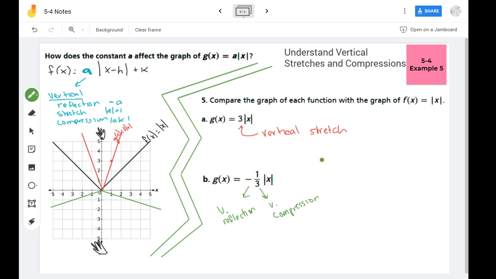All right, so there we have it. That is understanding vertical stretches, compressions, and I'm going to sneak in there, reflections.